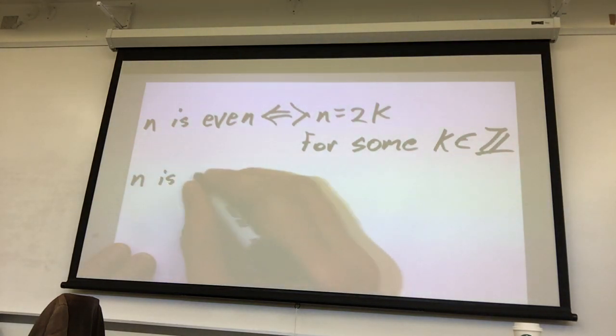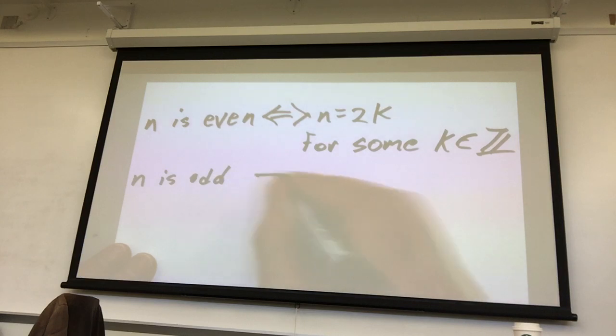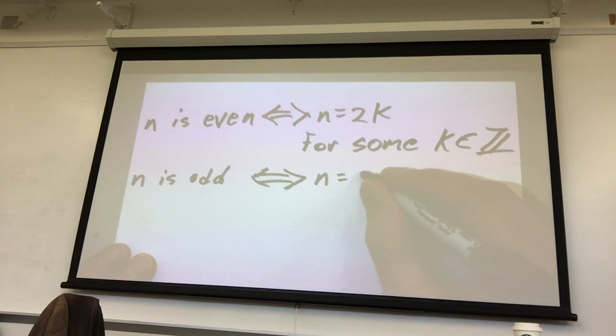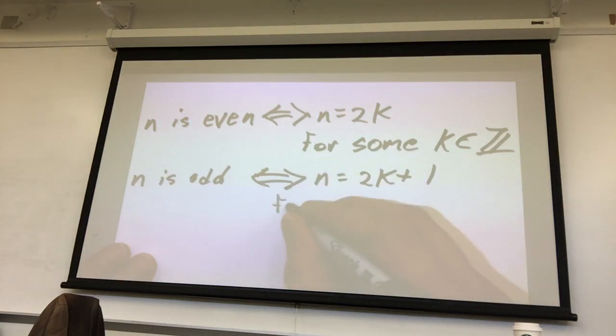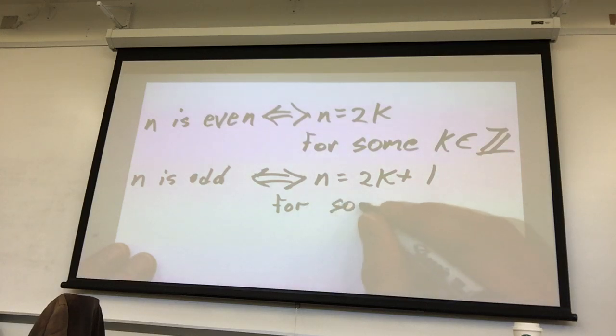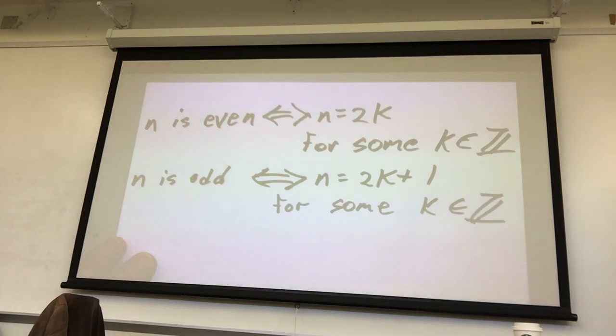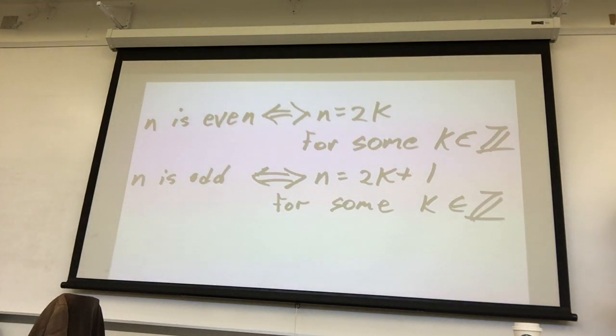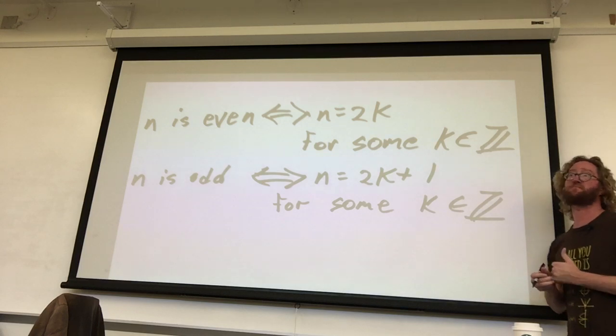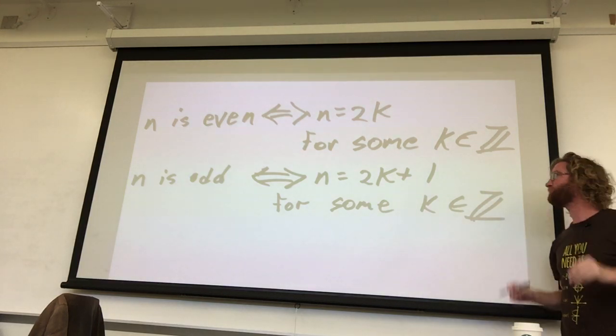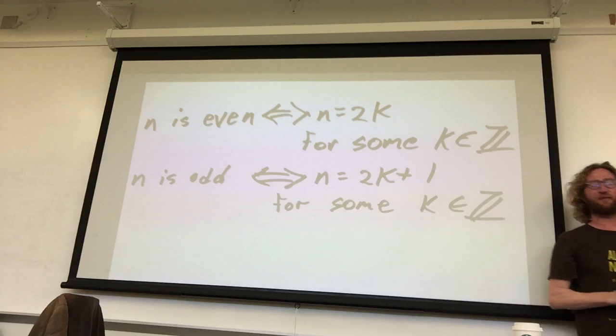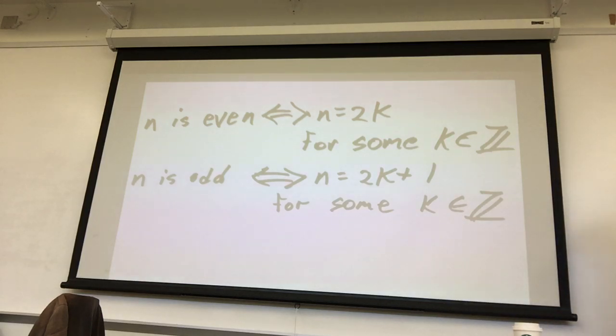n is odd, say if and only if n equals 2k plus 1 for some k in the integers. Okay, so we got odd numbers, we got even numbers. Okay, that should be straightforward. Give everybody a second to write that down.